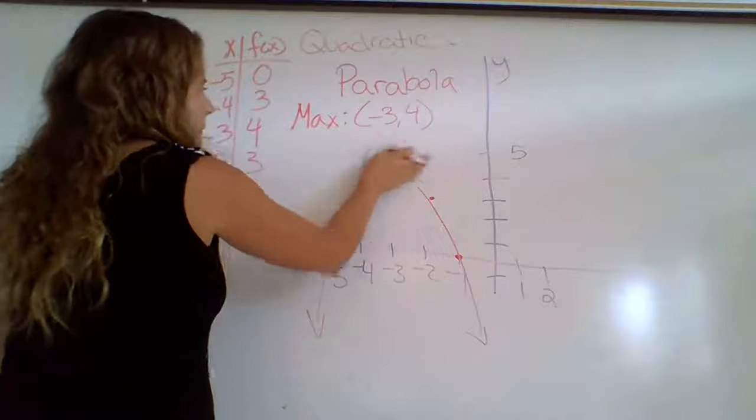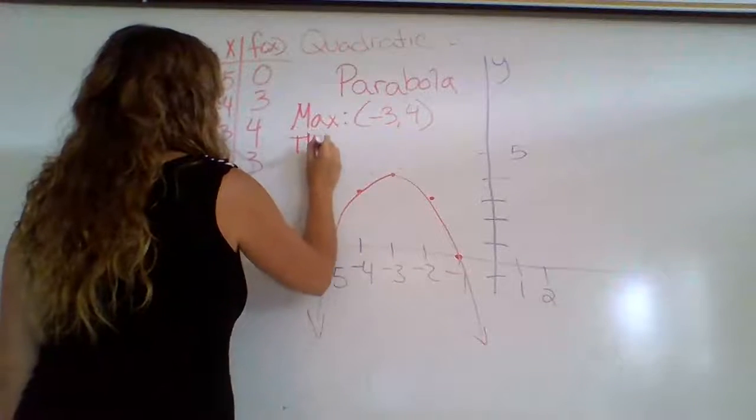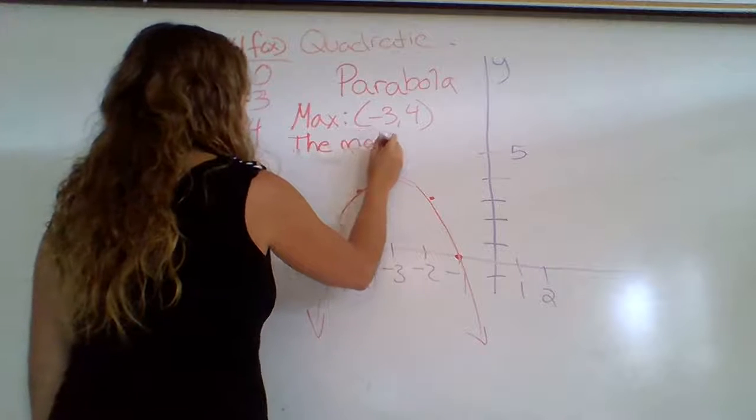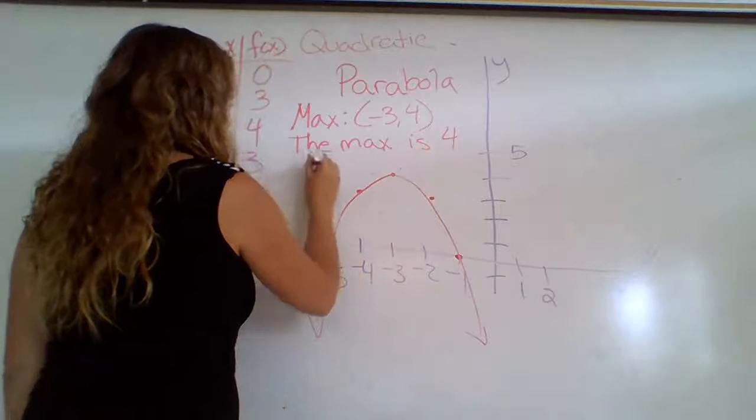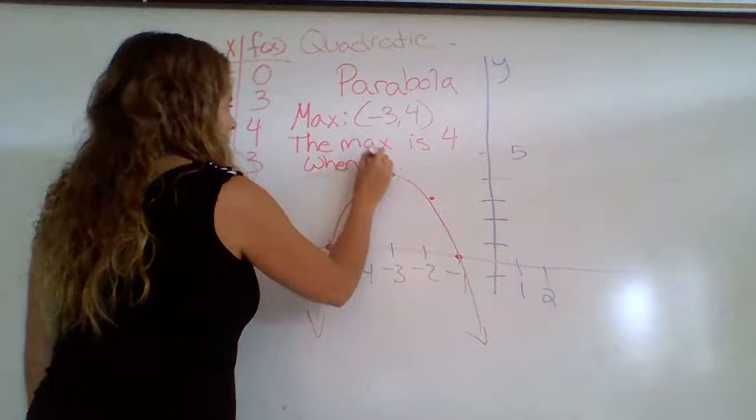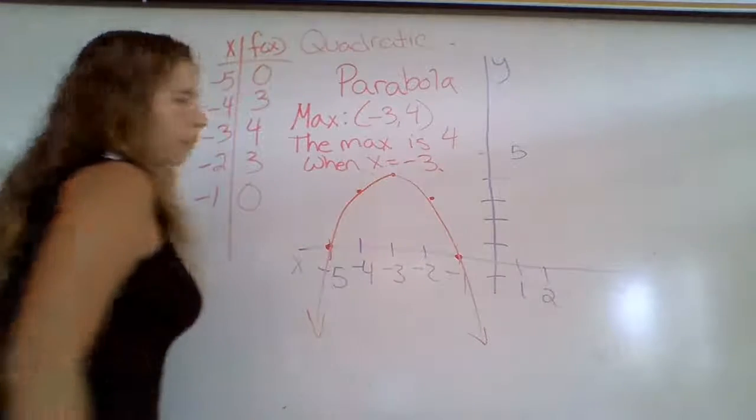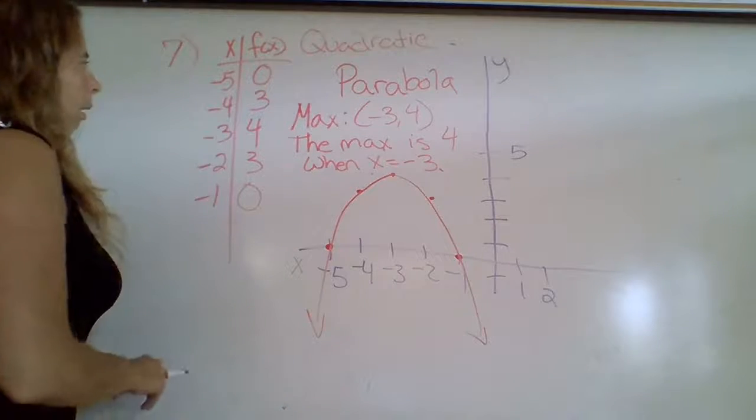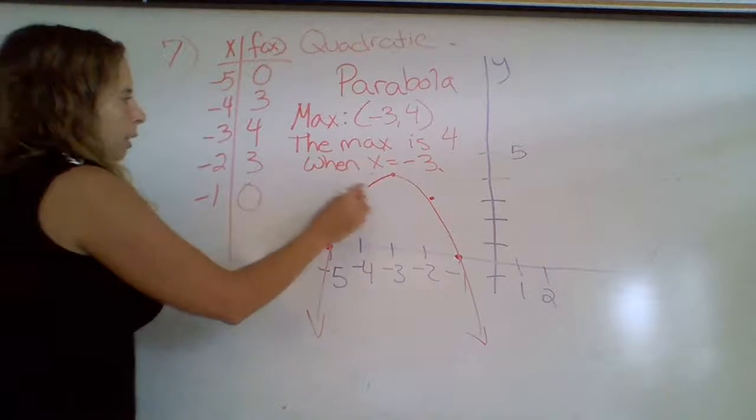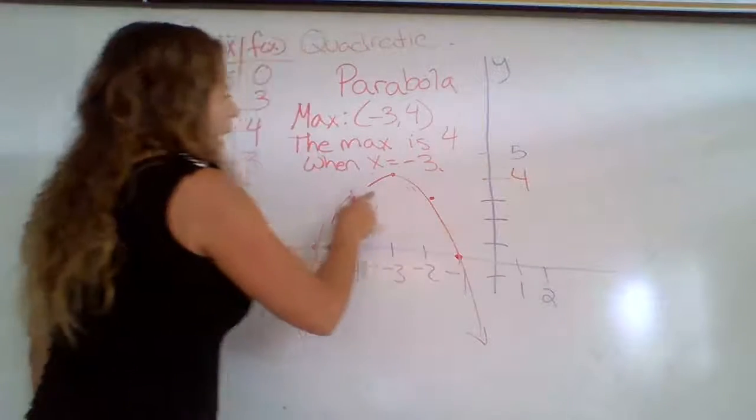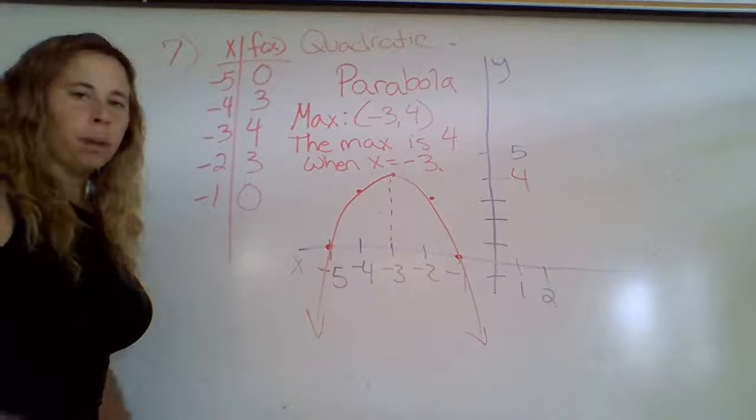Or you can say the max is 4, the y value, when x equals -3. Right, so the max is -3, 4 right there. Or you can say the max is 4, this is 4, when x is equal to -3. All right.